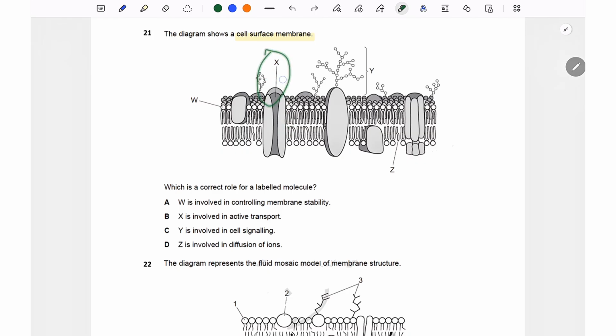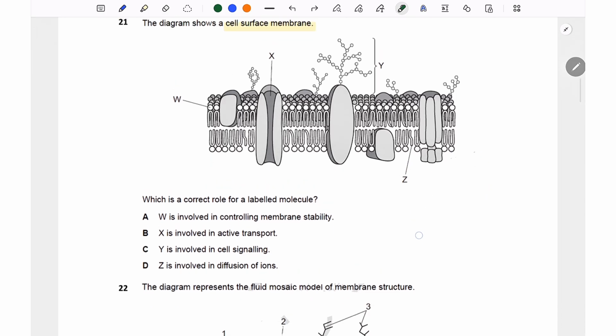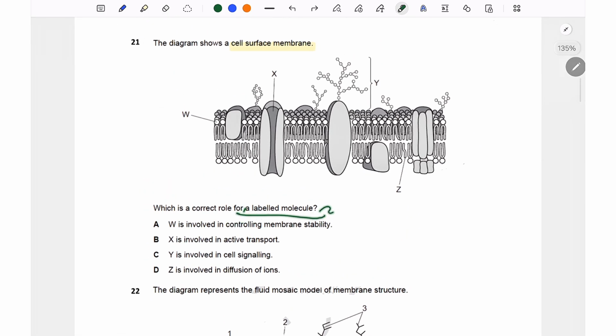You have X. Remember in the first question we noted that the channel protein is going to have this tunnel sort of shape, and it's going to be water-filled pores. So X is channel protein. W is the phosphate head, the hydrophilic phosphate head. You have this thing in the middle, that's Z. You see these two are phospholipids. This is also a phospholipid, but the other one is not a phospholipid, it doesn't have the phosphate head. Z is cholesterol.